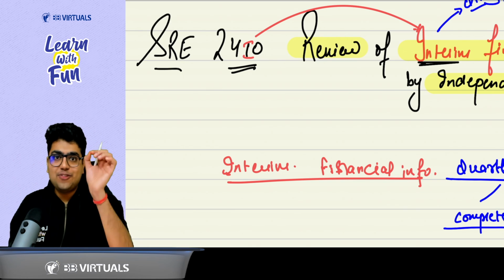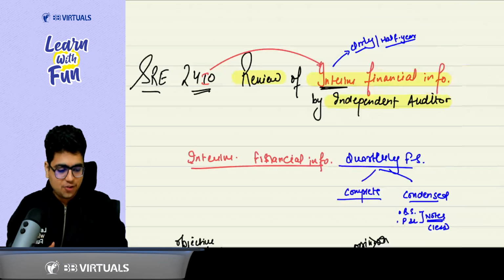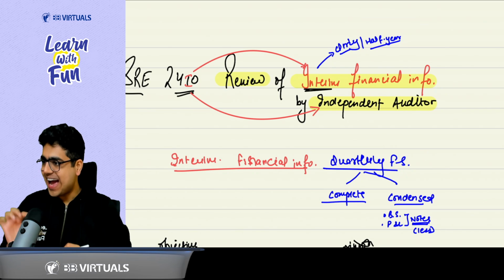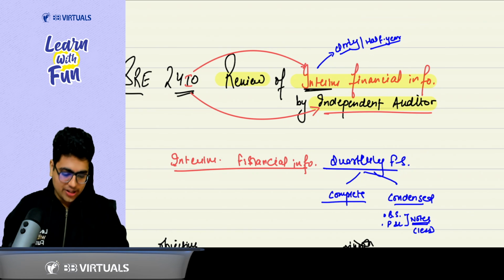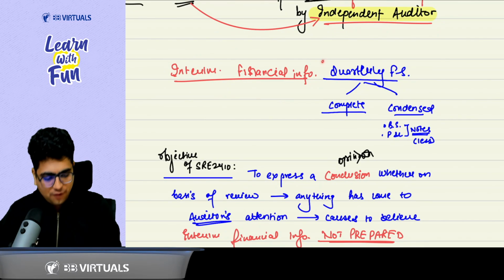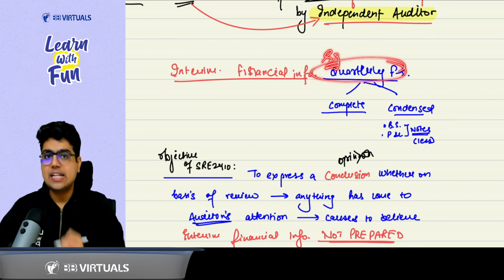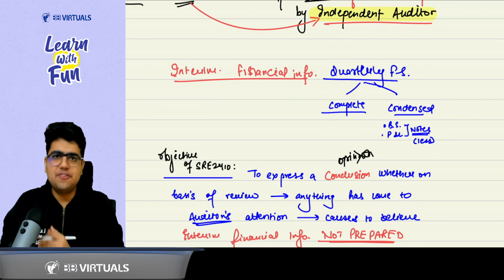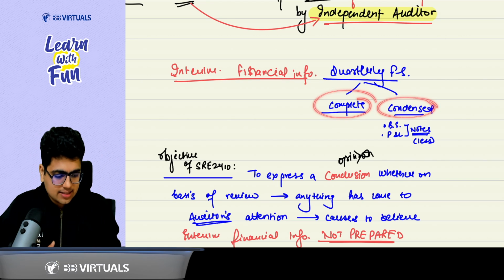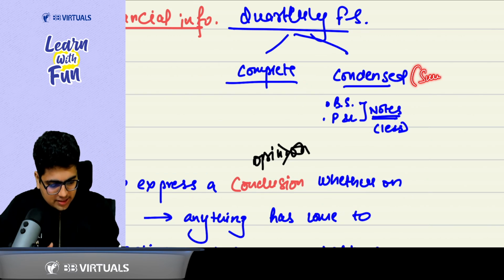2410 talks about review of interim financial information by the I for independent auditor. Now the question: what is the interim financial information? For example, it could be a quarterly financial statement or a half yearly financial statement, and it can be of two types, complete and condensed. Condensed is just like a summary financial statement.